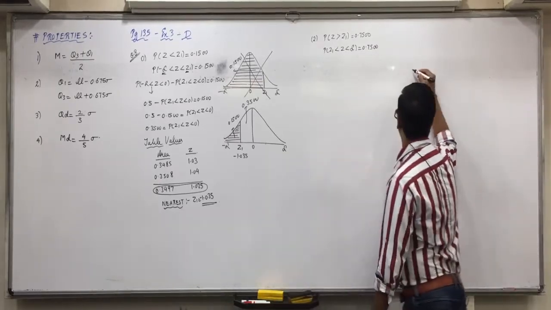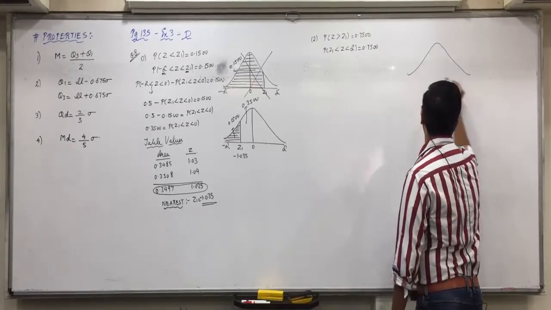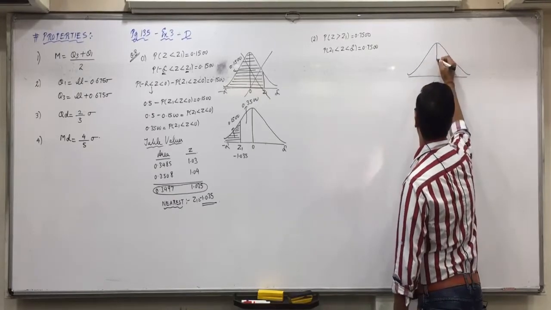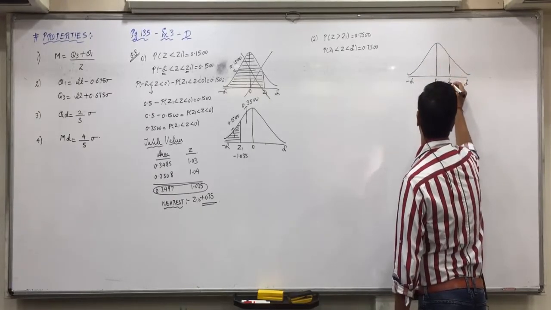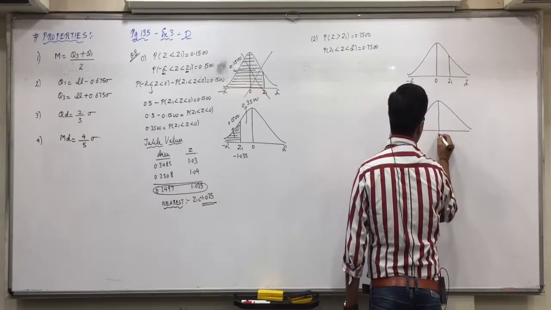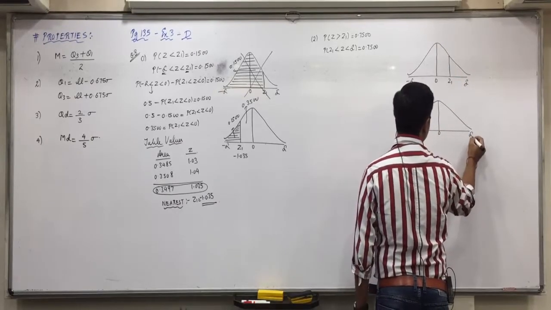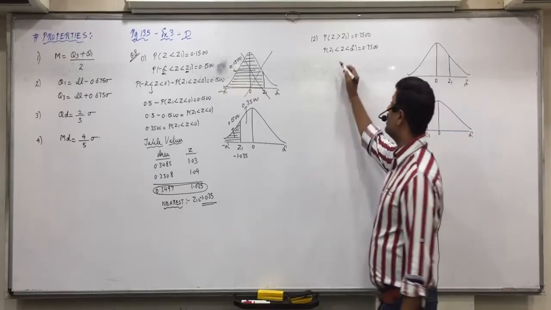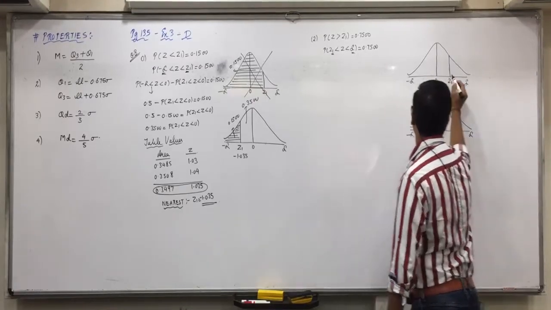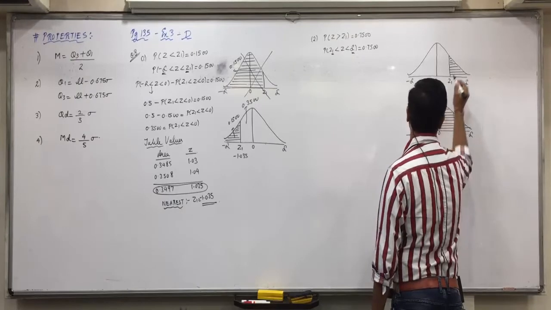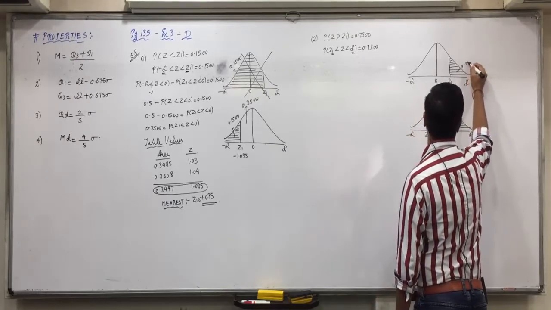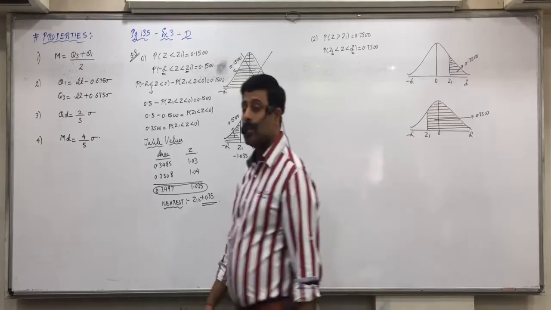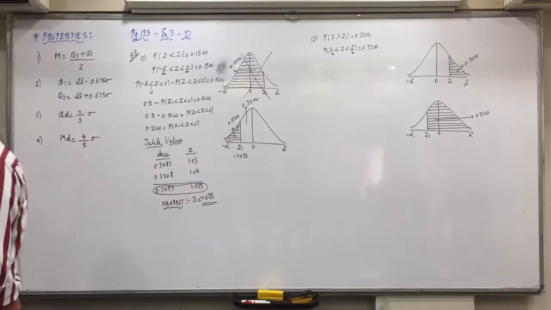Now, one diagram or two? Two diagrams because 0 is not there. In one diagram we take Z1 on the right side. In the second diagram we take Z1 on the left side. Now, Karnik, where do we have to do the shading? Between Z1 and infinity. Complete right side. Now this area is given as 0.7500.